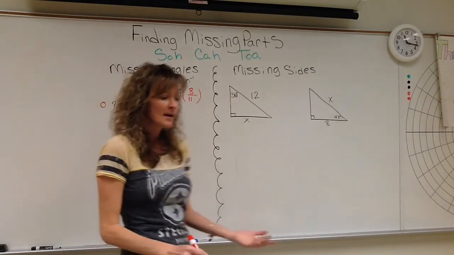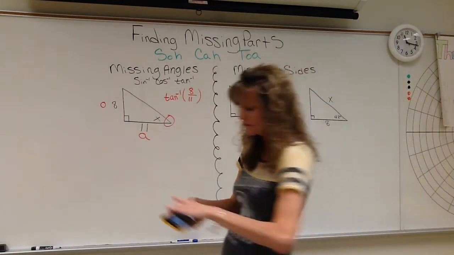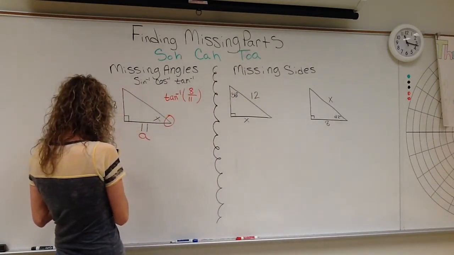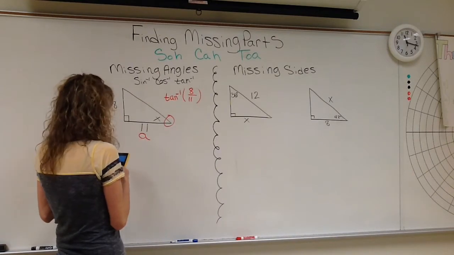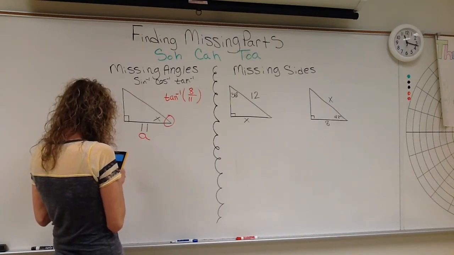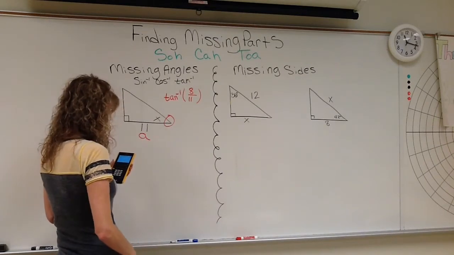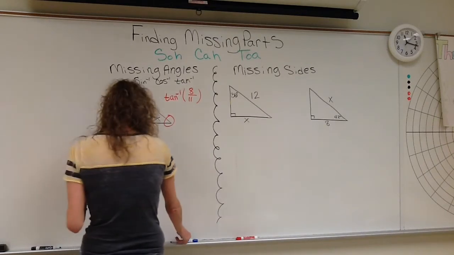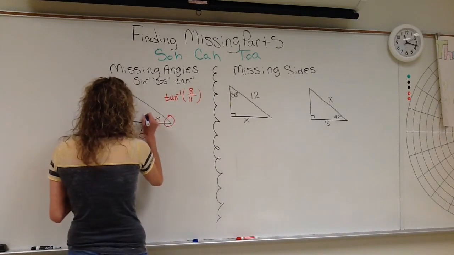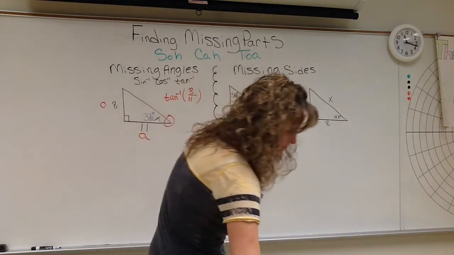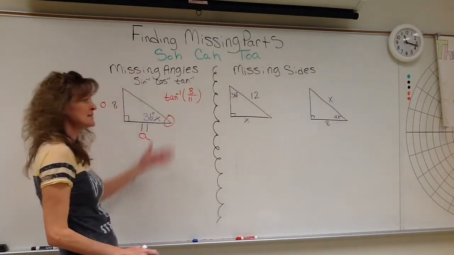And I'm going to put that in my calculator. And I'm going to round to the nearest degree. So I'm going to go to tangent inverse, 8/11ths. And I know you can't see it, but it gave me 36.027, so that's going to be a 36-degree angle. Alright. Easy. That's probably the easiest missing part.